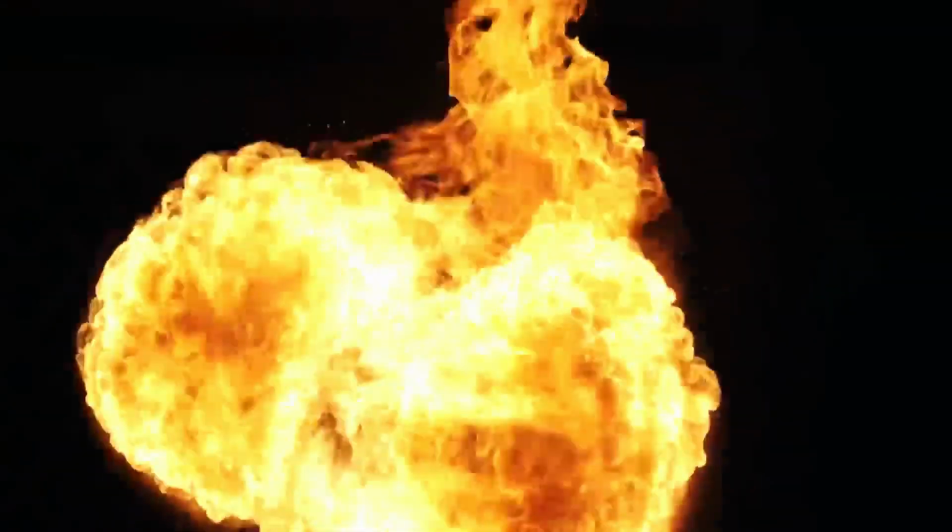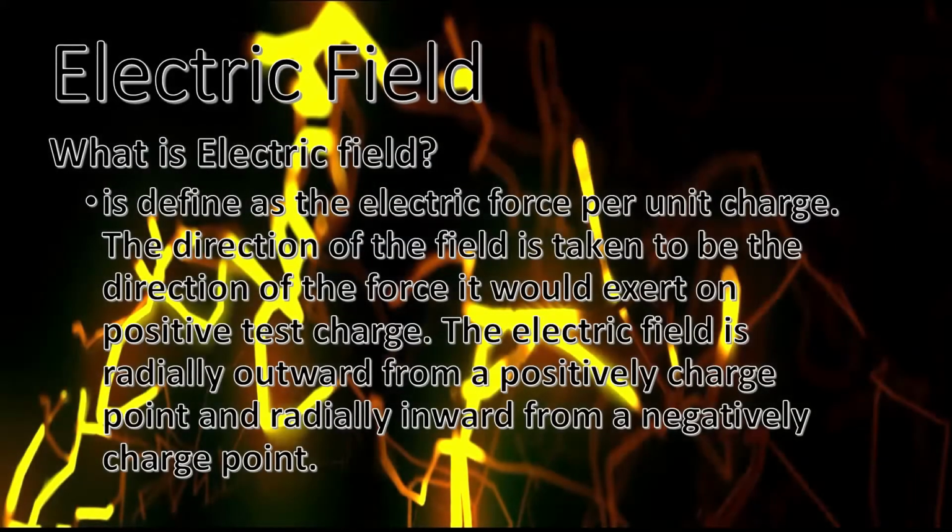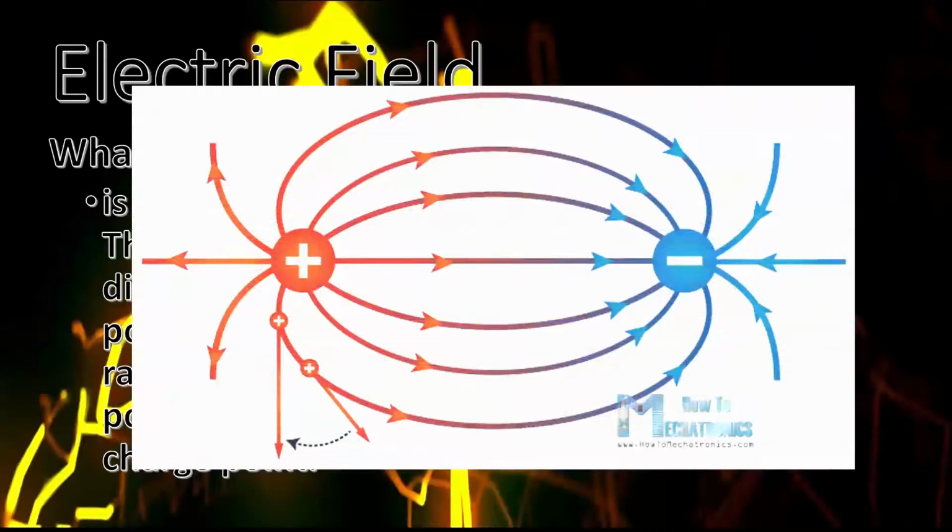So in this topic we're going to discuss electric field. So what is electric field? It is defined as the electric force per unit charge, and the direction of the field is taken to be the direction of the force it would exert on a positive test charge. The electric field is radially outward from a positively charged point and radially inward from a negatively charged point.